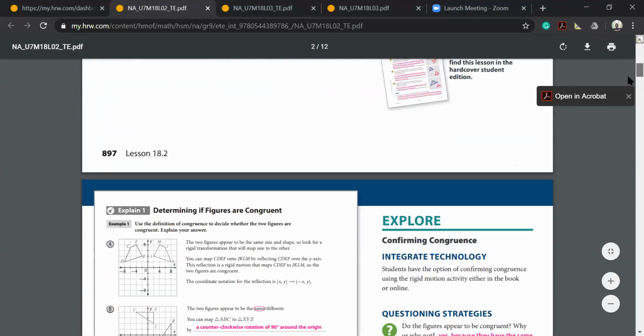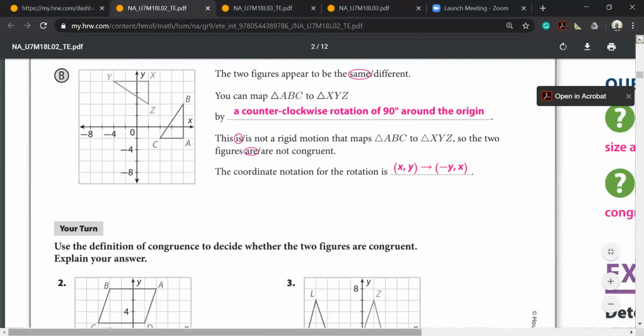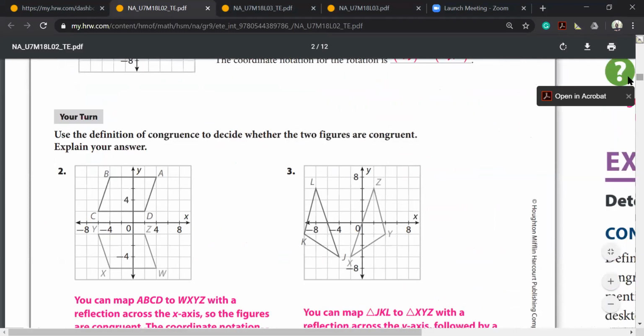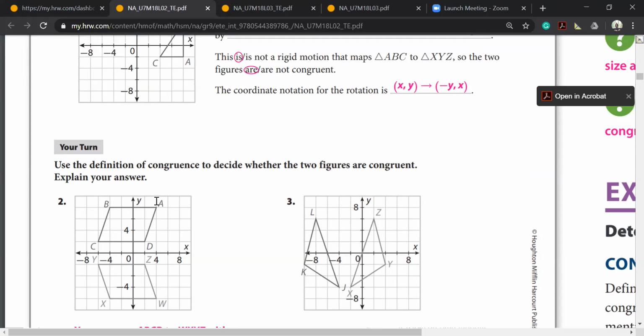The first question that I left for you was on page 898. It was this question: use the definition of congruence to decide whether the two figures are congruent or not and explain your answers. In this question, I told you that you have to tell if the two figures are the same or not and how they can map into each other. There is only one note that I didn't say. When you have two figures, how can you know which one of them is the original and which one is the image? The original one, girls, will always be the one in black. The one in gray, the faded one, is the image.